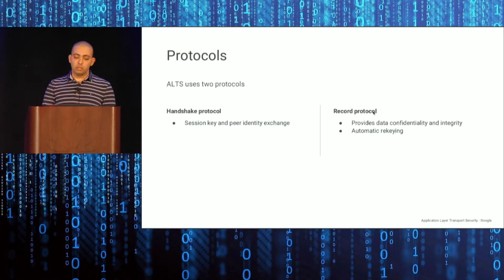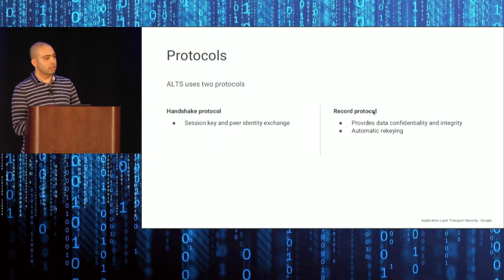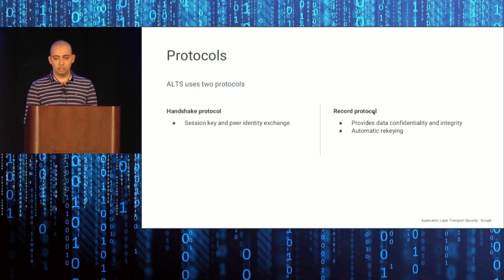The protocols that are used in ALTS, basically there are 2 main protocols. The first one, as you can tell so far, is the handshake protocol, which is basically a session key exchange protocol. And the second one is the record protocol, which comes after the handshake. And basically it's used to provide confidentiality and integrity for all data transmitted, and it supports auto-rekeying.